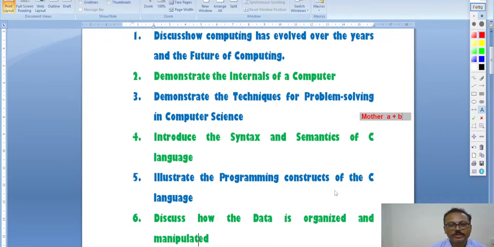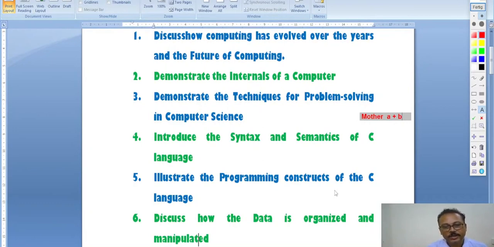So illustrate the programming constructs of the language. This is the basic purpose when you study a programming language. Every programming language will have some programming constructs which you make use of while solving problems, while writing programs. Now what are the constructs that are available? Depending on the application, you have to choose appropriate constructs. Maybe you have to choose the appropriate language also, depending on your requirement. So you should know what programming constructs are supported by C, Python, Java, etc. That is all about learning a language.